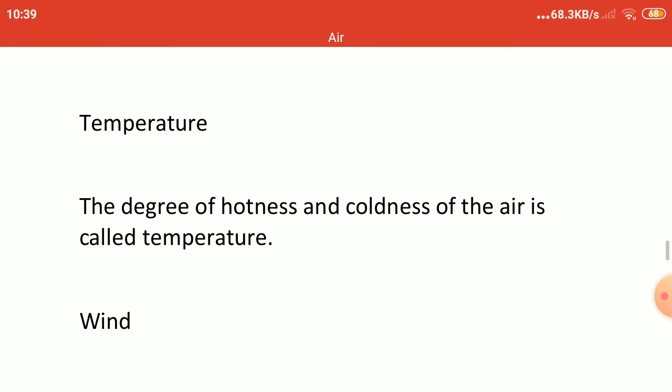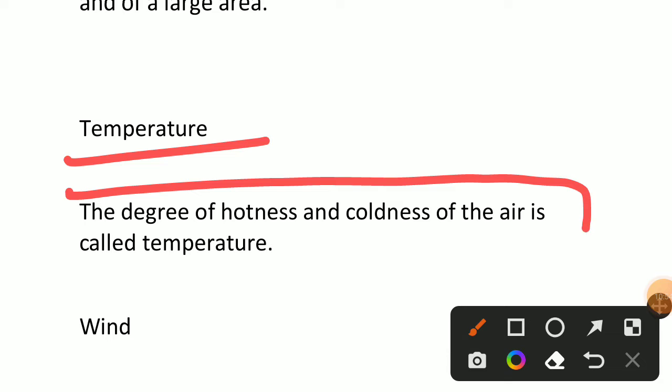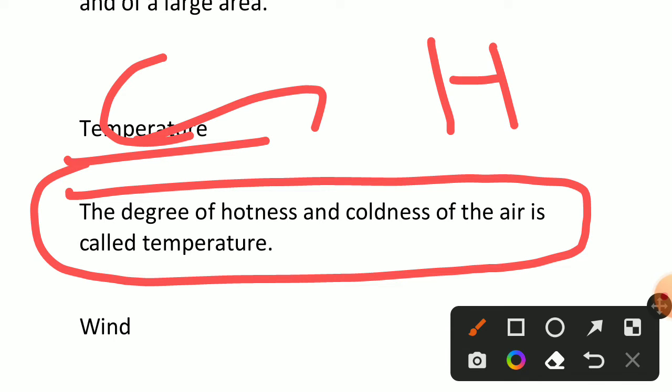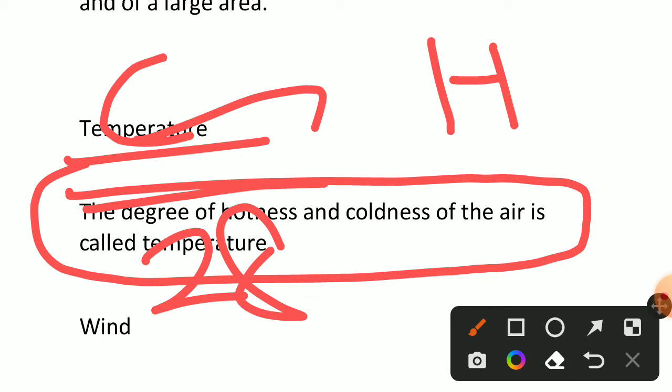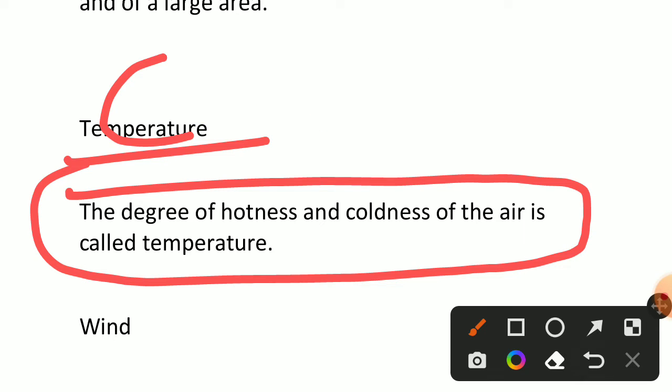Now we'll see about temperature. This is one of the important parts. Temperature is the degree of hotness and coldness. For example, if cold water is given, it will be cold if you touch it, you can feel it. If it is hot, if we touch it, we will feel it. That is the temperature. The degree is, for example, 28 degrees Celsius. Today's temperature is 28 degrees Celsius. Like that, they show in the weather report. That is called temperature.